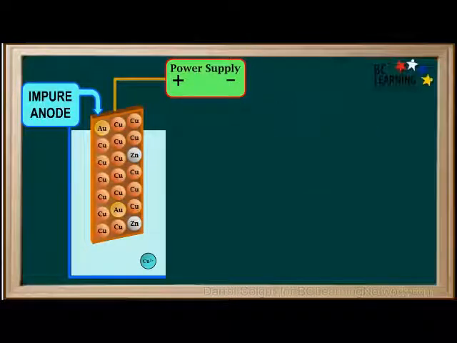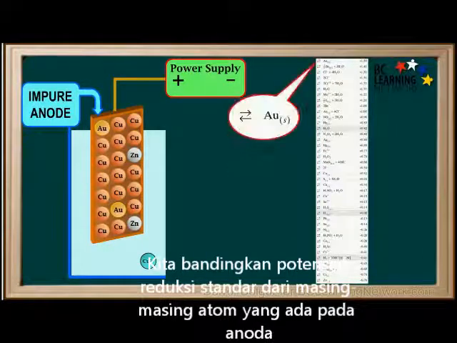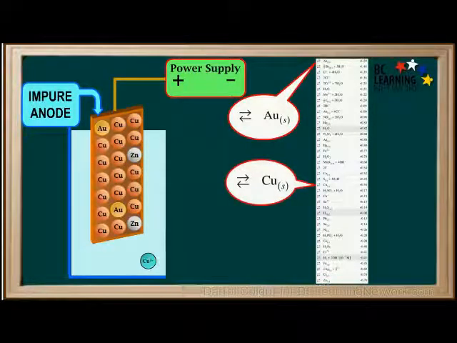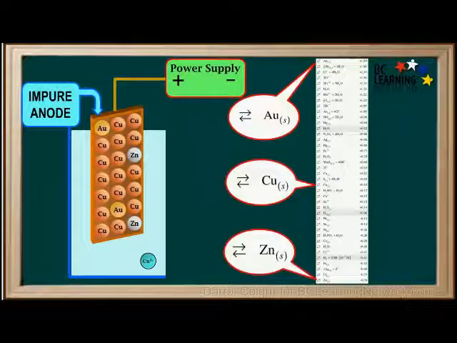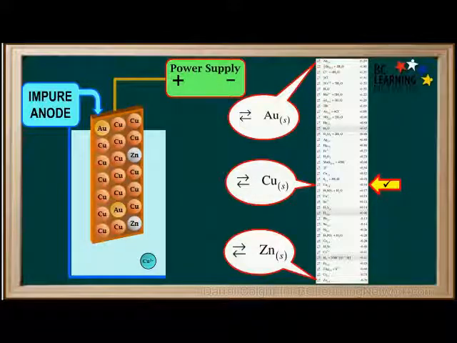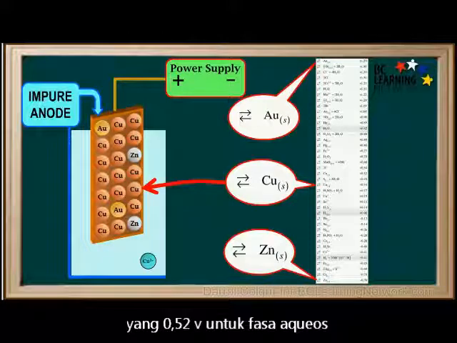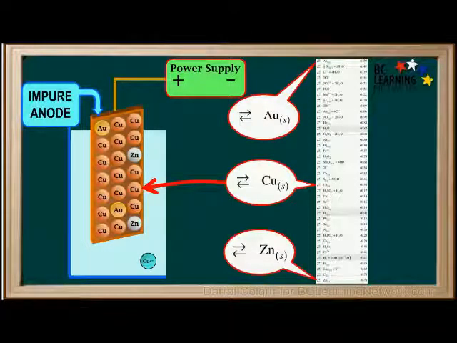We'll focus on the anode and we'll add a section of the right side of our reduction table. We'll zoom in on gold, copper, and zinc. We'll just point out here that we use the solid copper at 0.34 because this half reaction represents the reduction of the more stable copper ion, Cu2+. We don't use the one at 0.52 because this represents the reduction of the Cu+ ion, which is unstable in aqueous solution. Copper is the metal we're purifying, so the impure sample is mainly copper atoms.